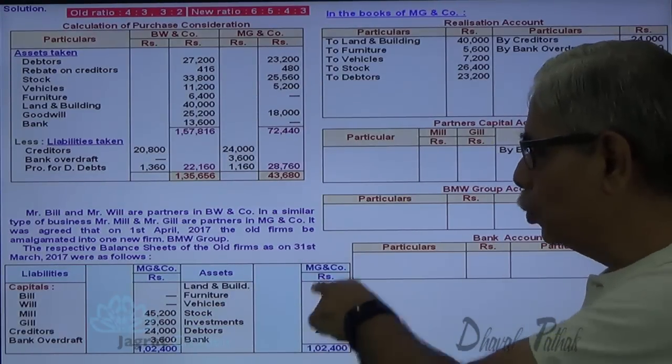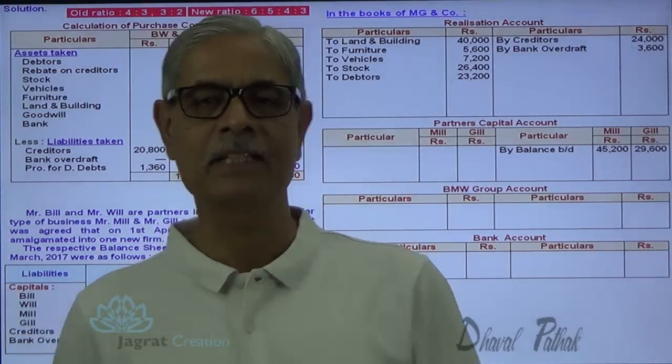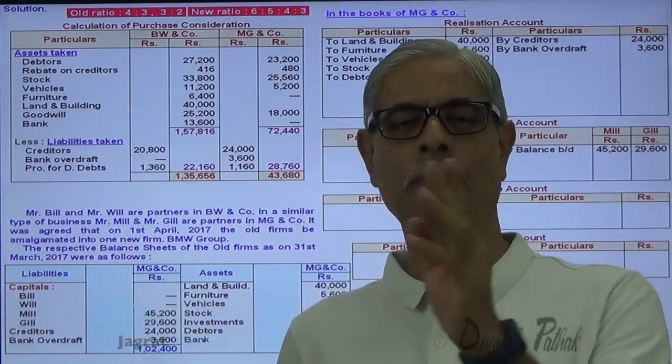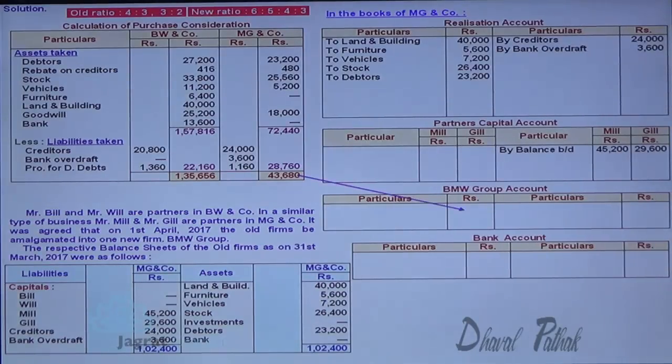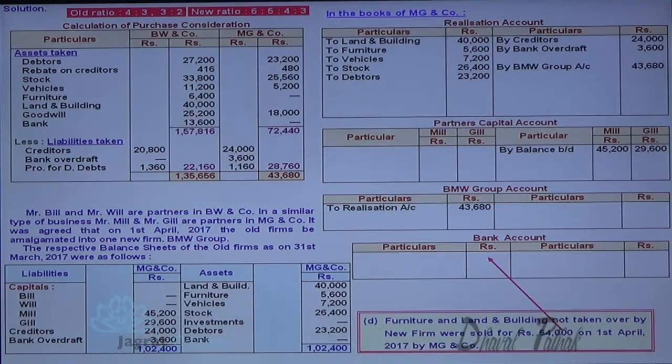Now you know that these two assets are not purchased by the new company. New partnership firm has not purchased two of assets. They have to be realized. Look at the note. This is the sales value recoverable from BMW. So BMW group account debit, realization account credit. Now furniture, land and building not taken over by the new firm are sold for rupees 54,000. So bank account debit, realization account credit.